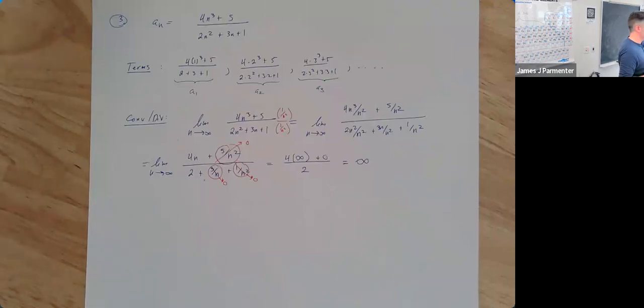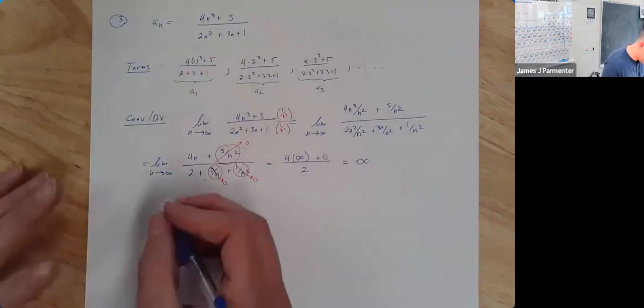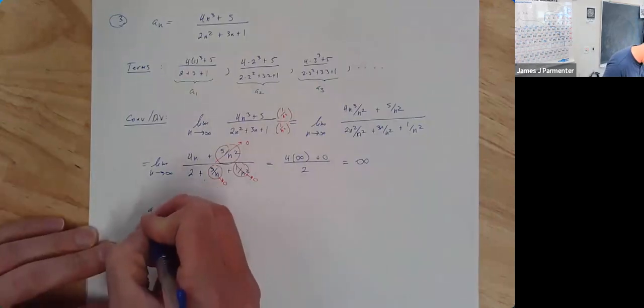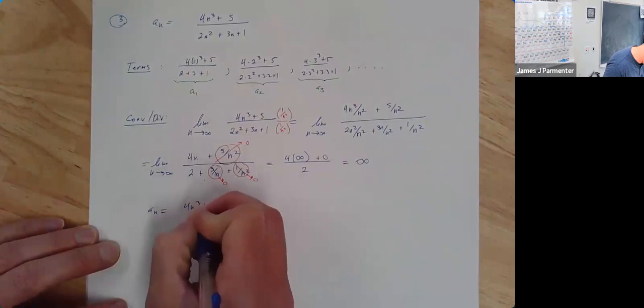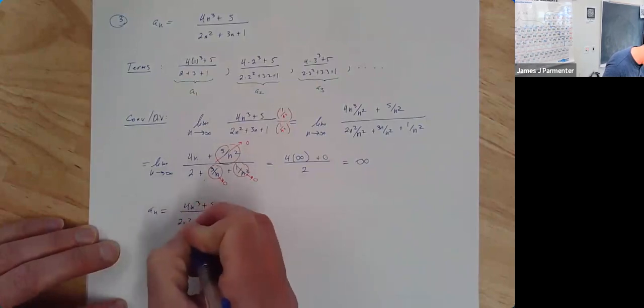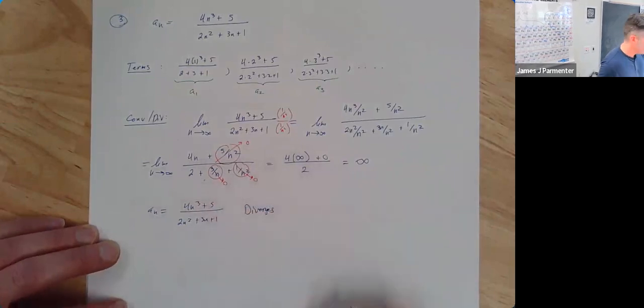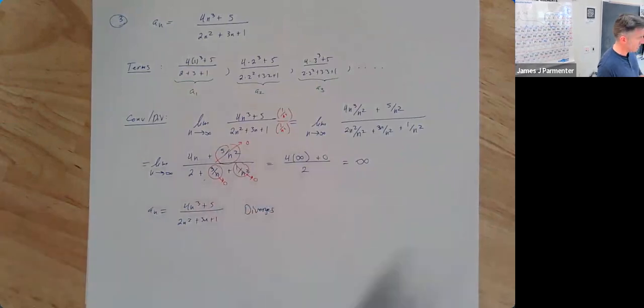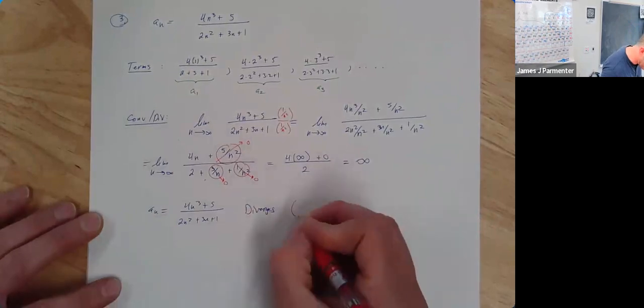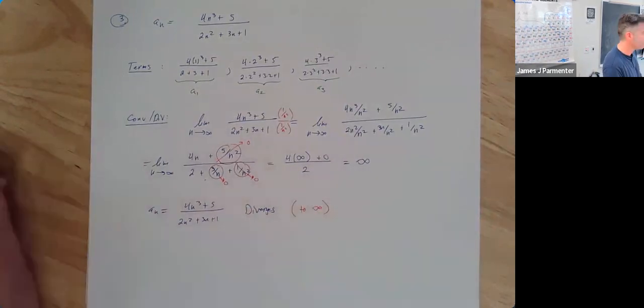So even though this limit doesn't exist, we will say the limit is infinity because that's what we are asked to do typically in this level. I would also point out that this sequence a_n equal to 4n cubed plus 5 over 2n squared plus 3n plus 1 diverges. And that's all I would usually say, but then if someone asked me to say more, I would say it diverges to infinity, which is often what web work is asking you to actually input.